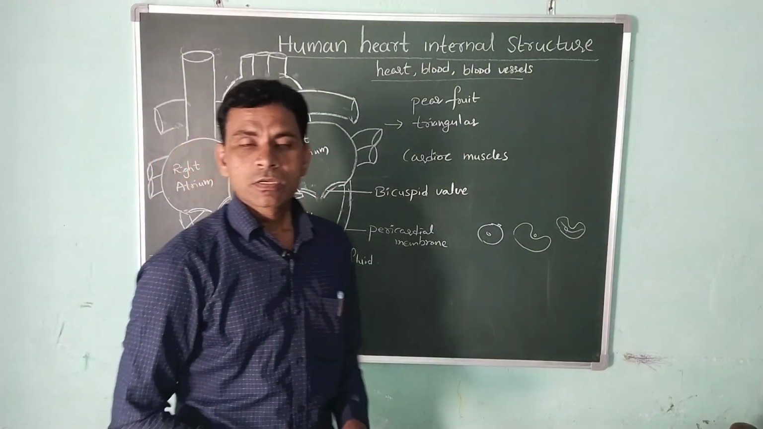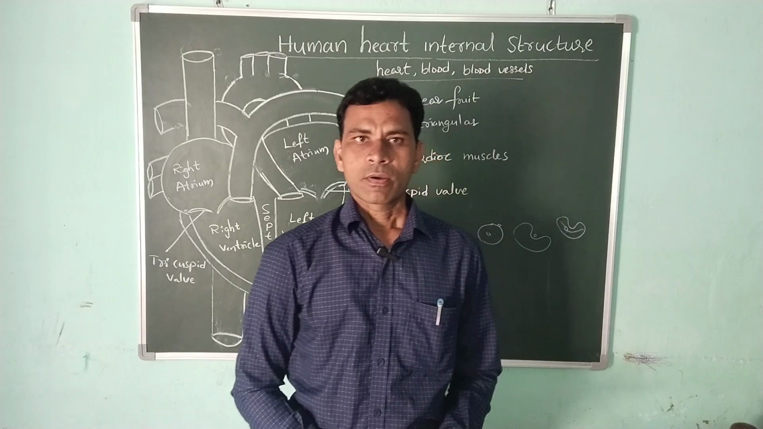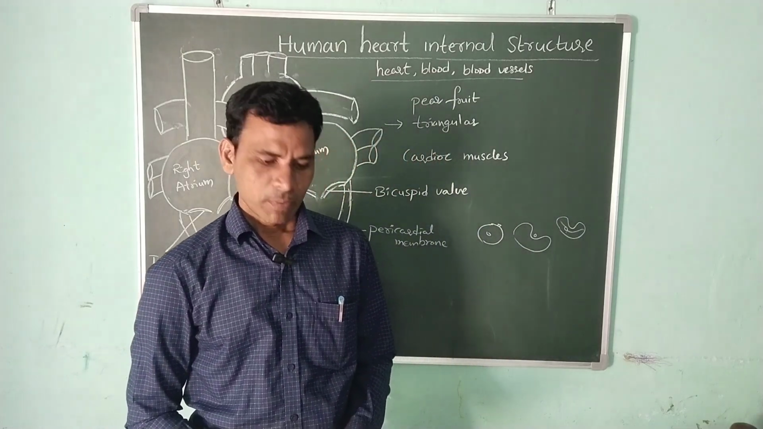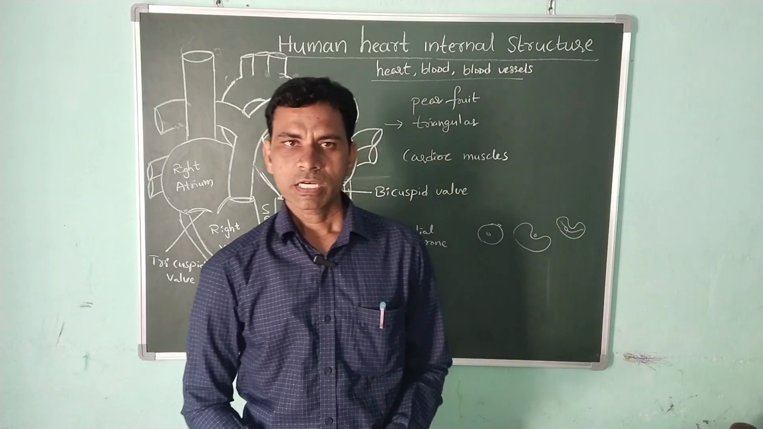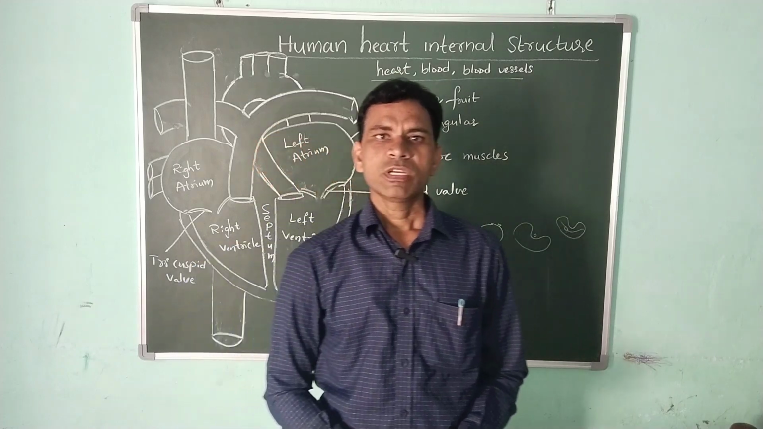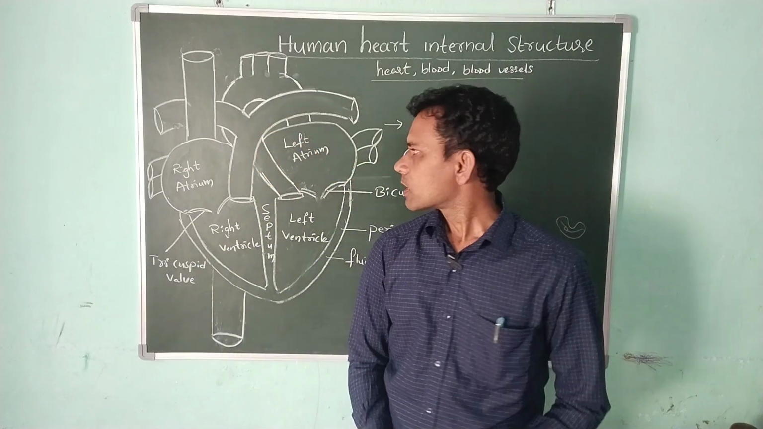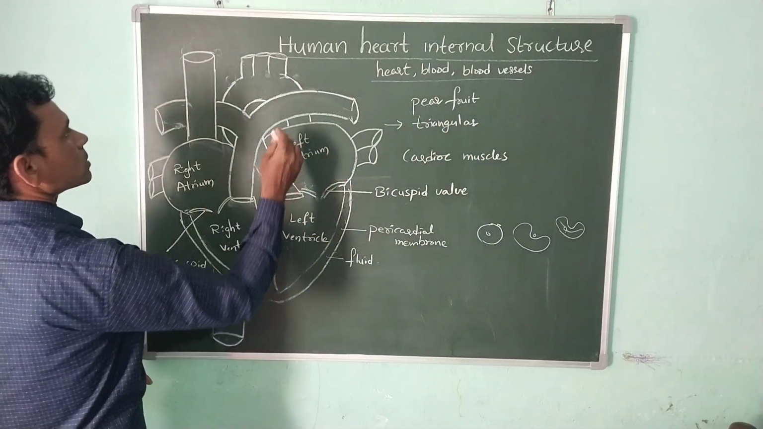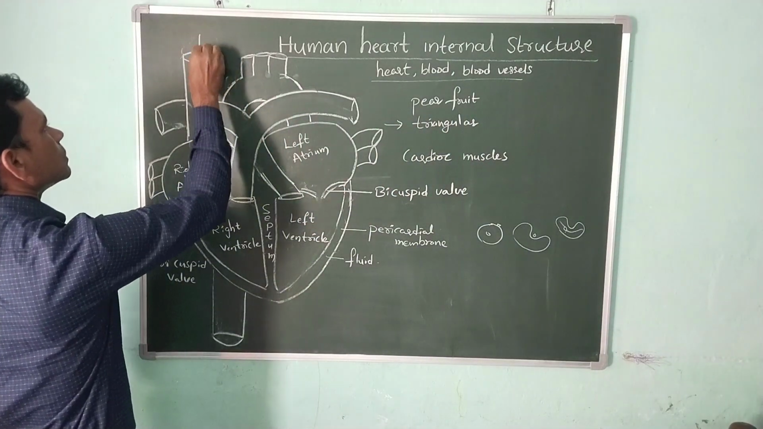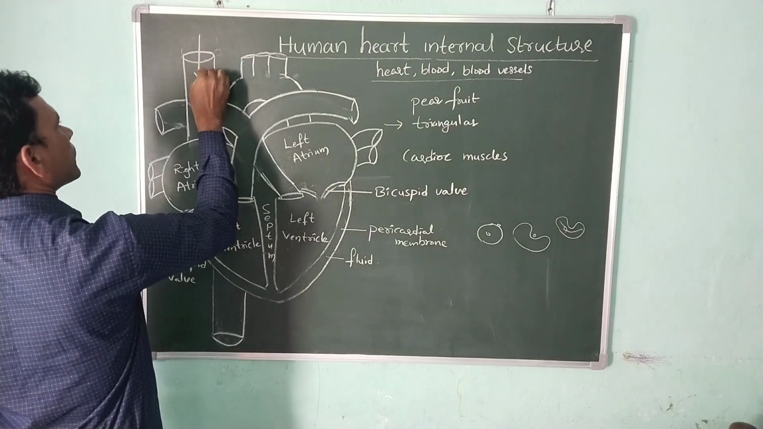Next we are discussing blood vessels. What type of blood vessels originate from the heart? Generally arteries and veins originate. So what are the arteries? This is called the superior vena cava.